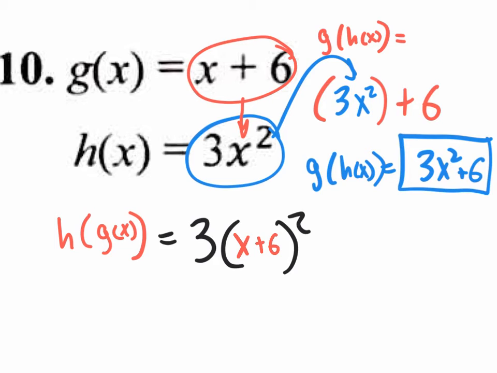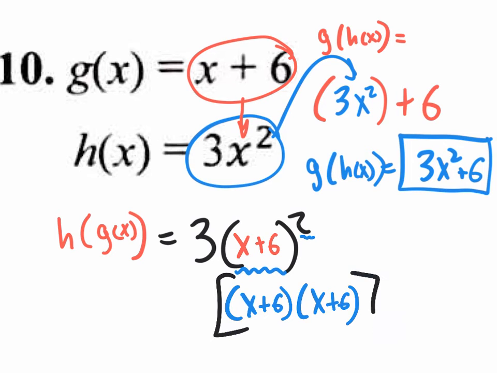Now on the other one we had no math to do. There was nothing to do. You couldn't distribute, you couldn't multiply, couldn't combine. But right here you actually have a binomial that's being squared. So you need to write that binomial 2 times. X plus 6 times x plus 6. And then after that, don't forget that you have to distribute the 3 that's on the outside.